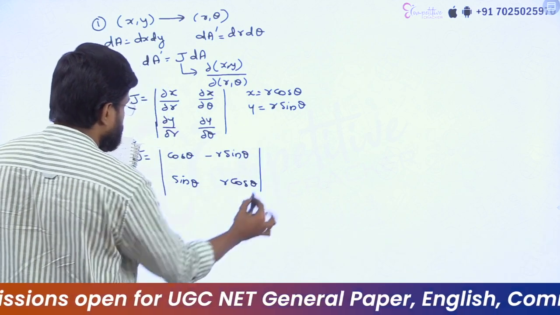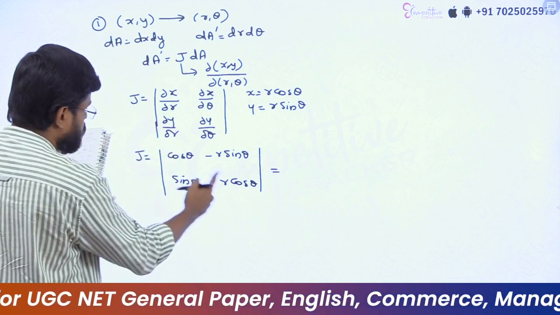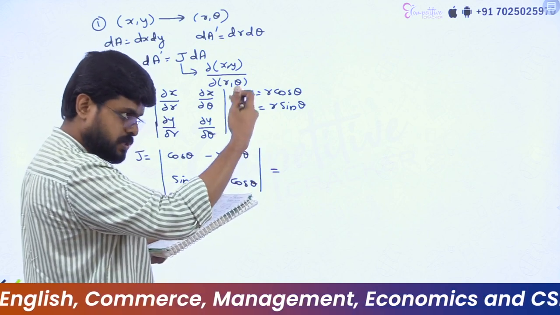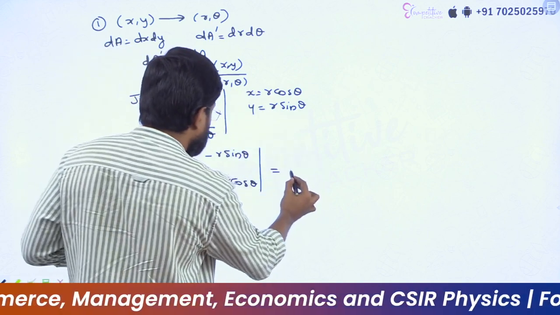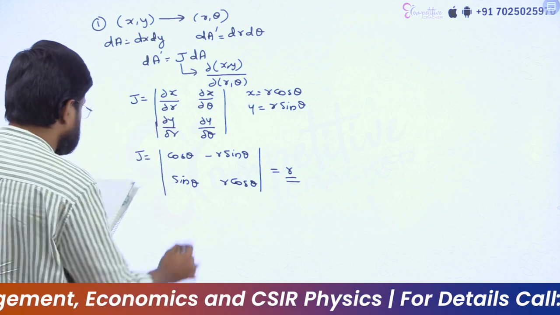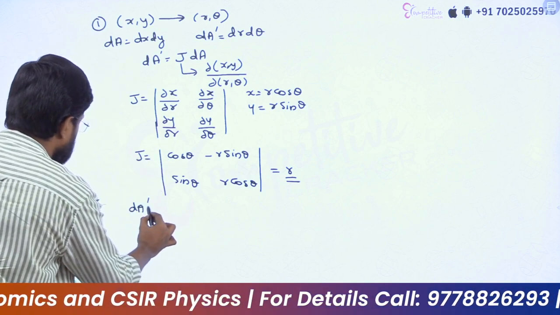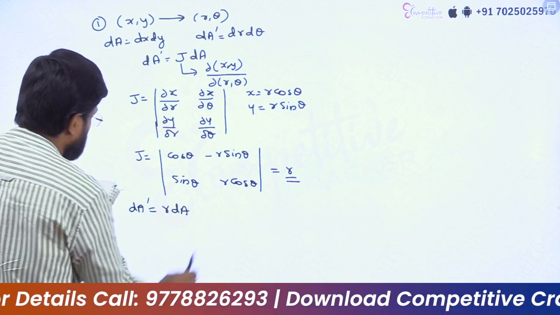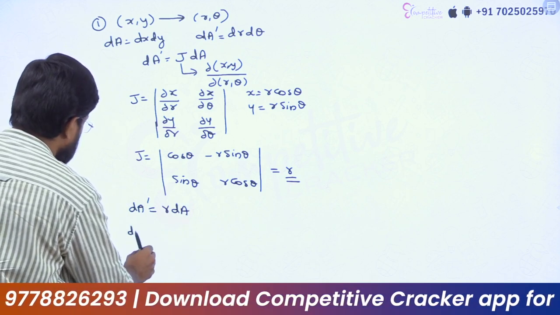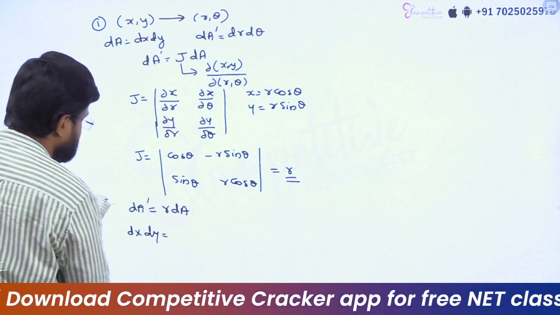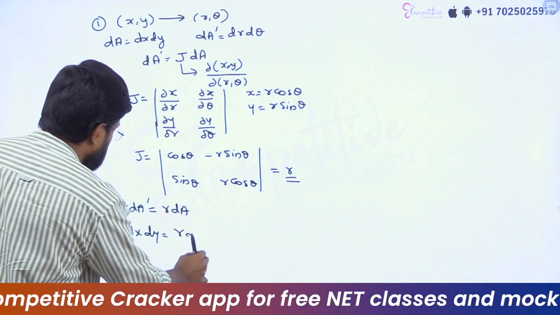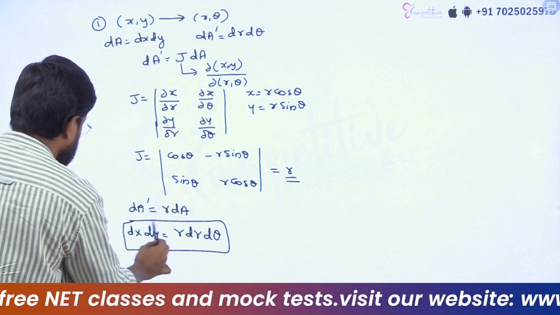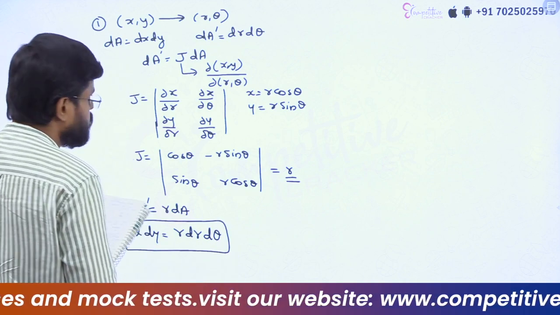So what is the result? It is r cos² theta plus r sin² theta, with r taken common. Cos² theta plus sin² theta is 1, and the value is r. So that means dA' is equal to r dA, or dx dy equals r dr dθ.